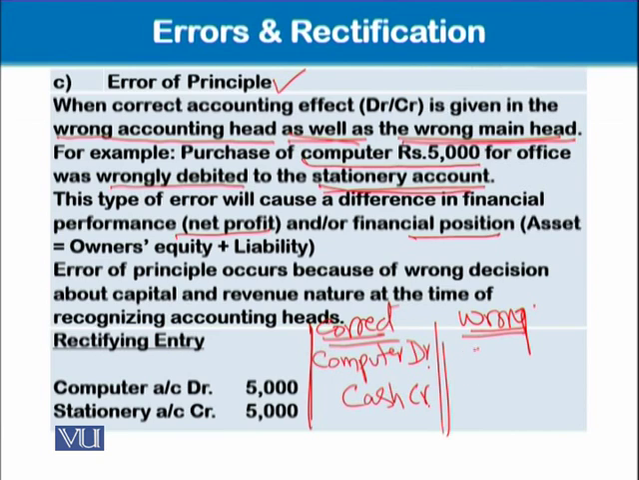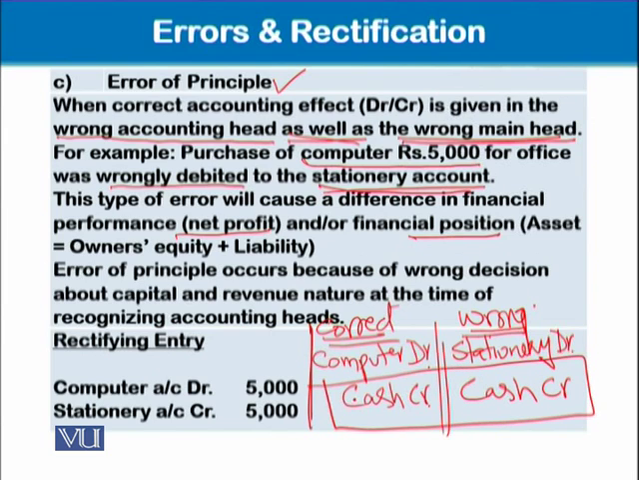And what wrong have we done in our books of accounts? That is, stationery was wrongly debited with credit to cash. So the common thing, cash, is correctly recorded in the wrong entry. So no issues with this cash effect. This stationery is wrongly debited. So what we will do, we will credit this stationery account, and the computer was not debited, so we will debit this computer account with the same amount. So this will rectify our accounting records.